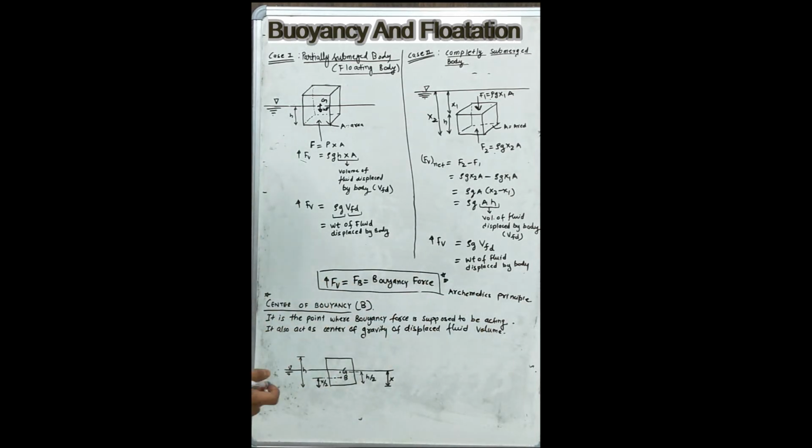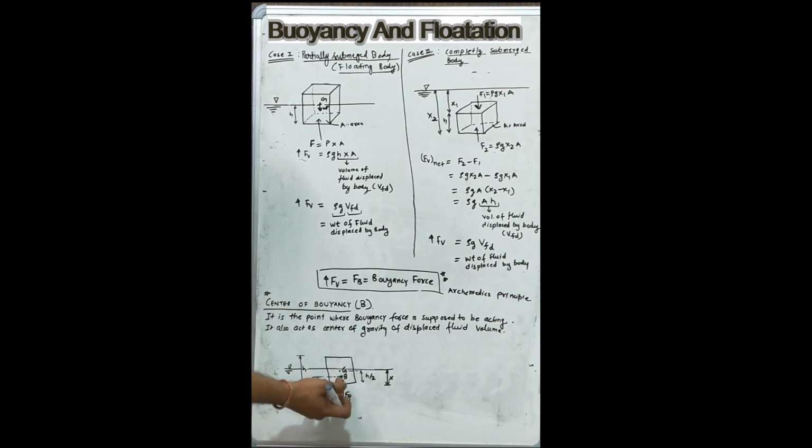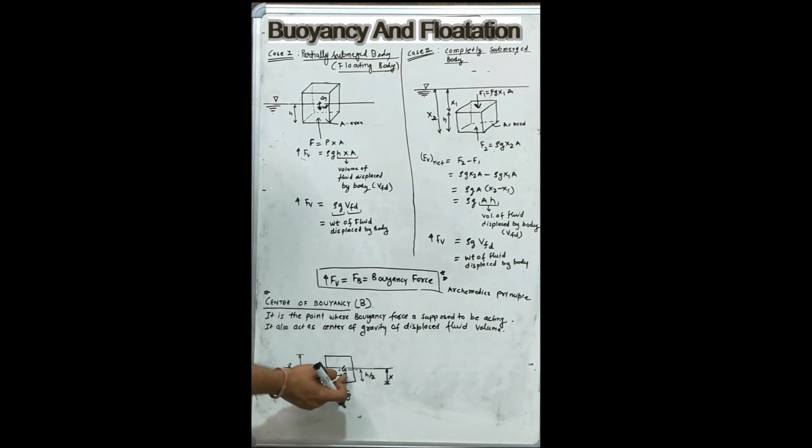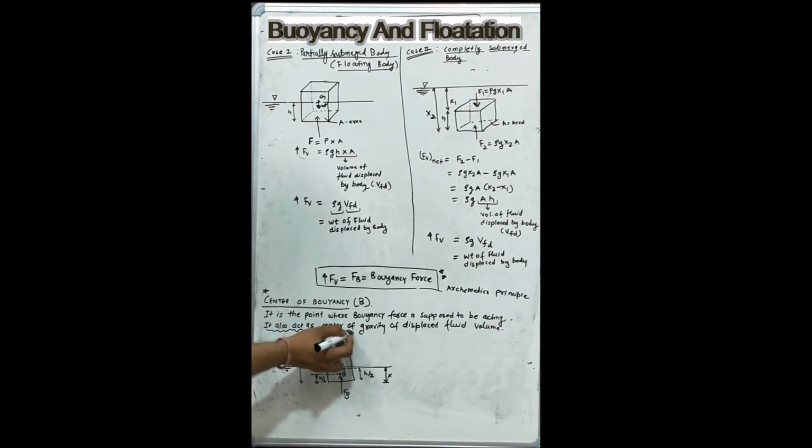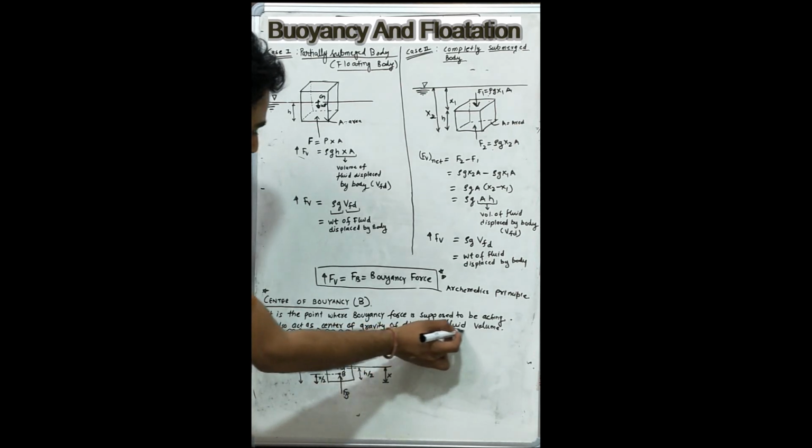Now you can see over here, let us consider this body is again floating. G is the point where the weight is supposed to be acting, and B is the point where the buoyancy force is supposed to be acting in the vertically upward direction, right? So this buoyancy force acts at the center of buoyancy, which is also the center of gravity of the displaced fluid volume.